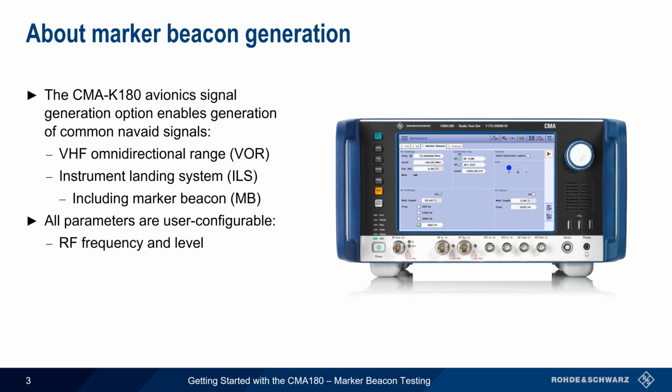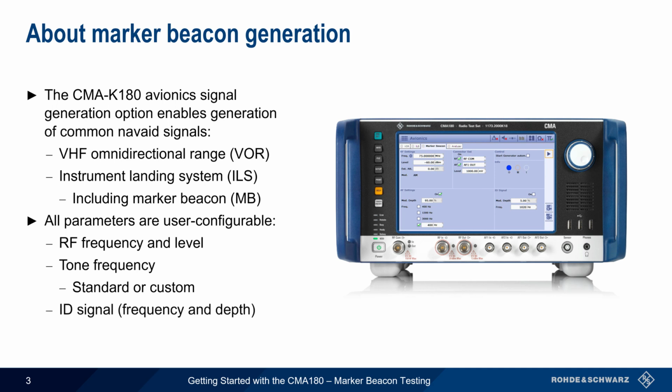These include the marker RF frequency and level, as well as the frequency of the tones modulated onto the signal. Predefined settings are provided for the standard inner, middle, and outer marker signals, but custom tones can also be defined. An optional ID signal with a user-defined tone frequency and modulation depth can also be enabled if desired. In the remainder of this presentation, we'll walk through how to configure these settings on the CMA180.